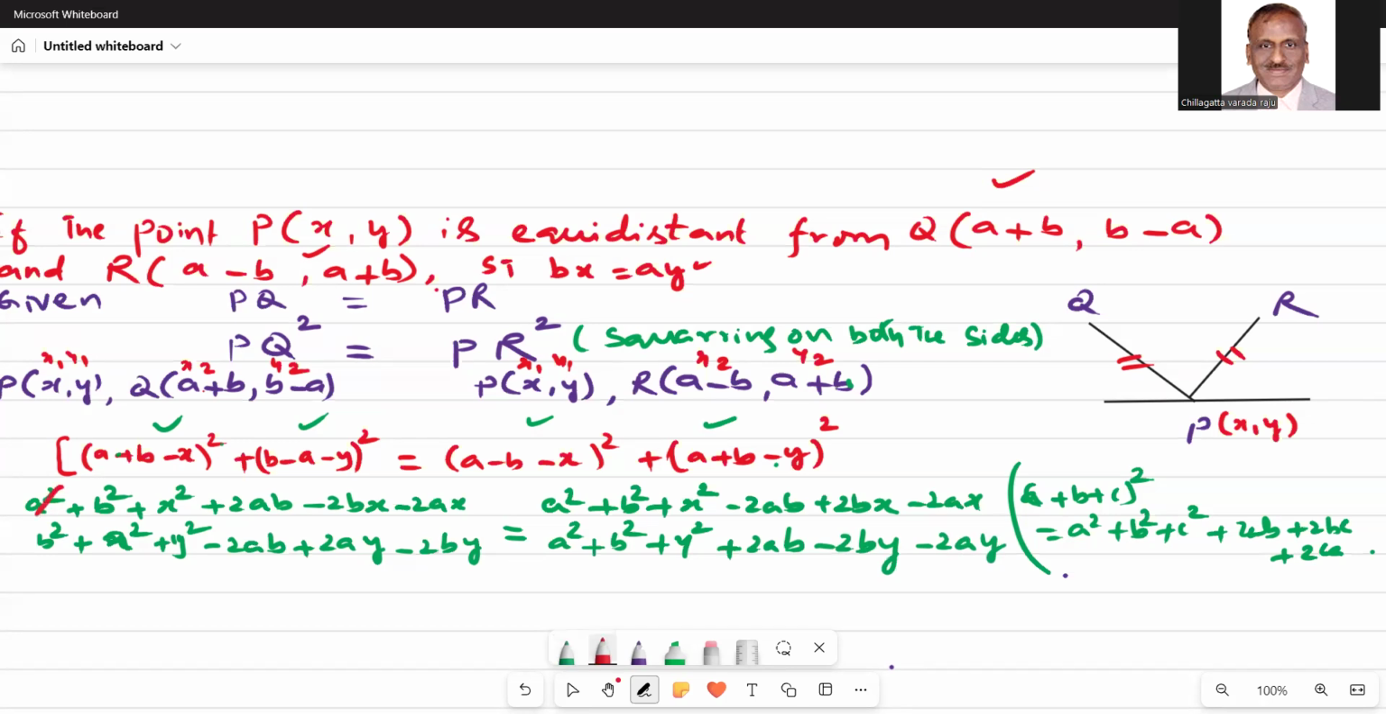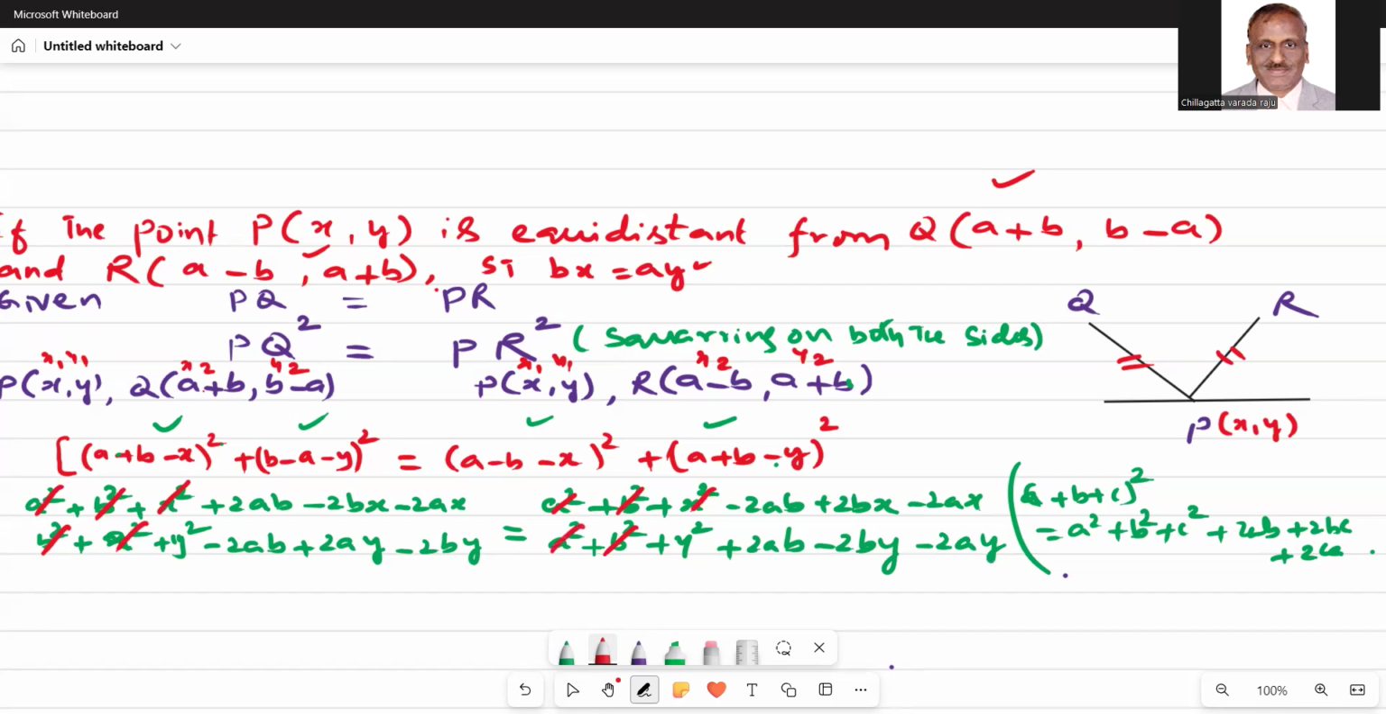Plus a square will cancel. Plus b square will cancel. X square and x square also will cancel, because if you transpose LHS, it comes to the additive inverse of those terms. Again, b square and b square will cancel. Again here, a square and a square will cancel.